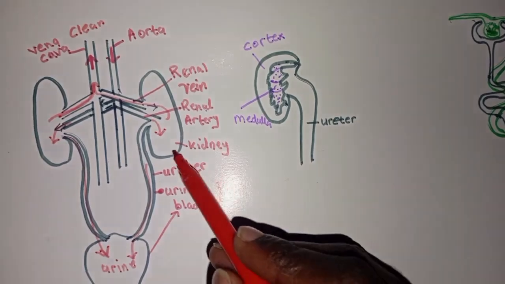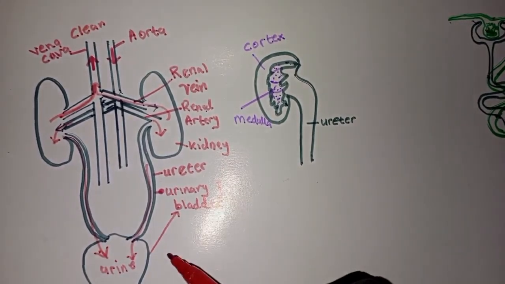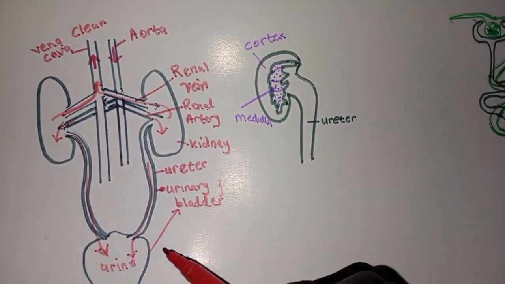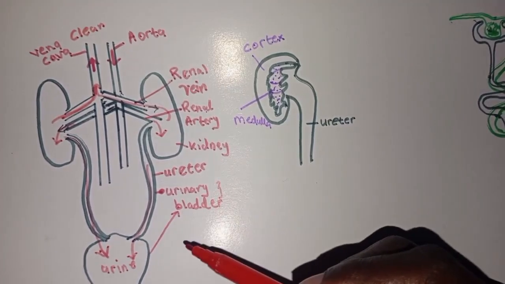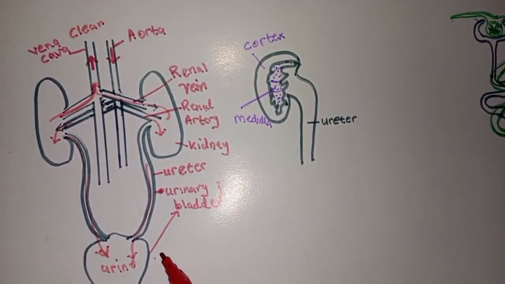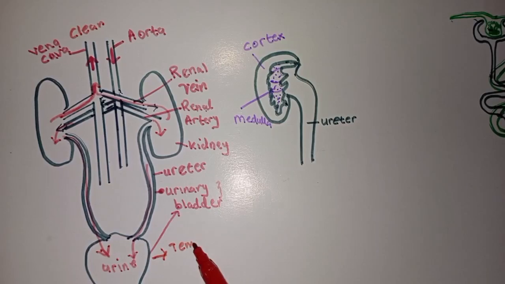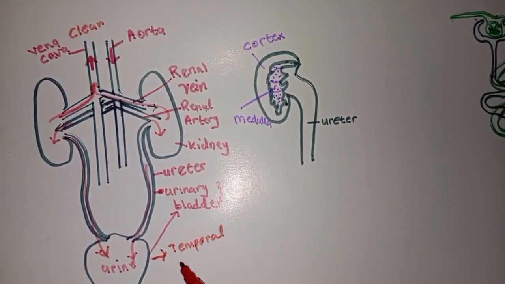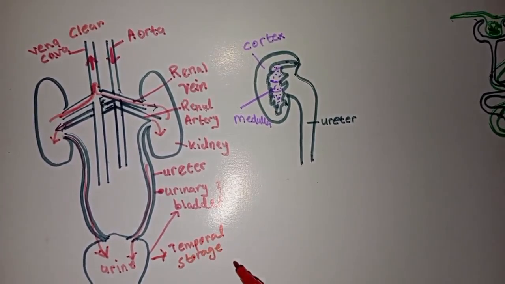The ureter is just a structure which empties into the what? The bladder. This is the urinary bladder. It empties into the urinary bladder, you can see it nicely like that. Then the urinary bladder is just a temporal storage of what? Urine. Urine is just stored temporarily here. So we call this temporal storage. It just stores urine temporarily for some hours or minutes.